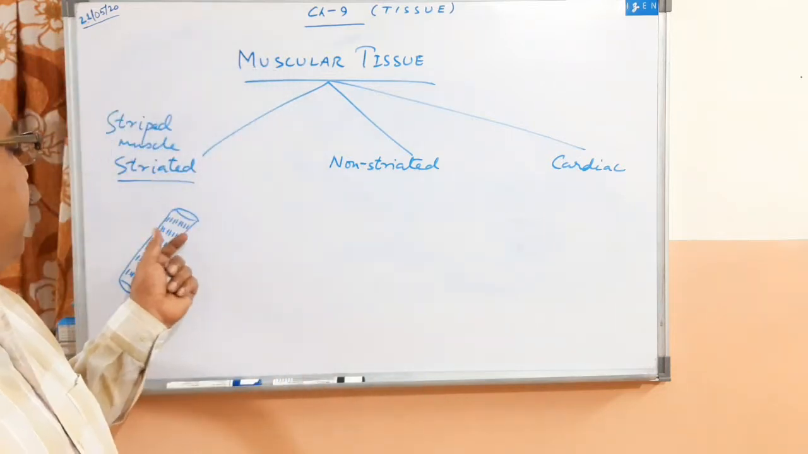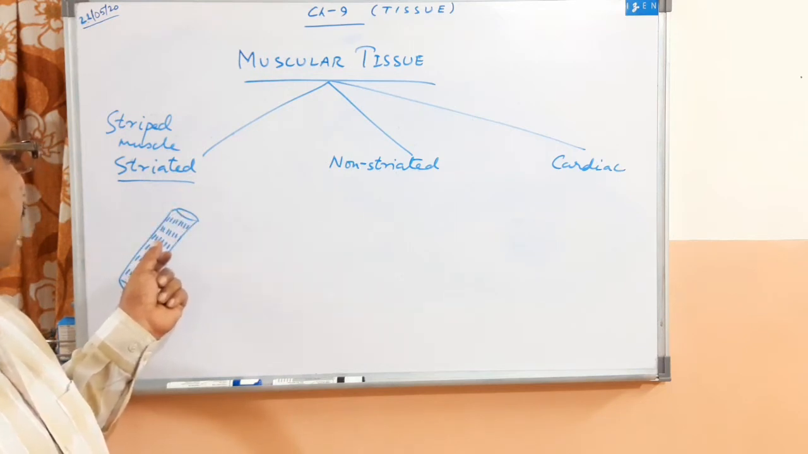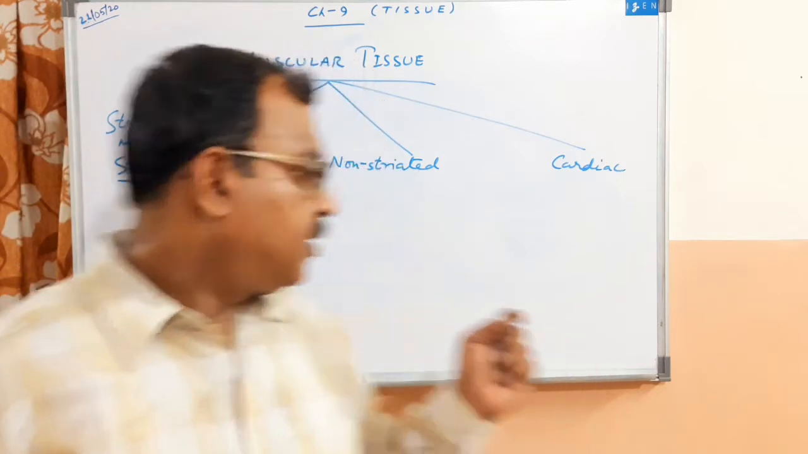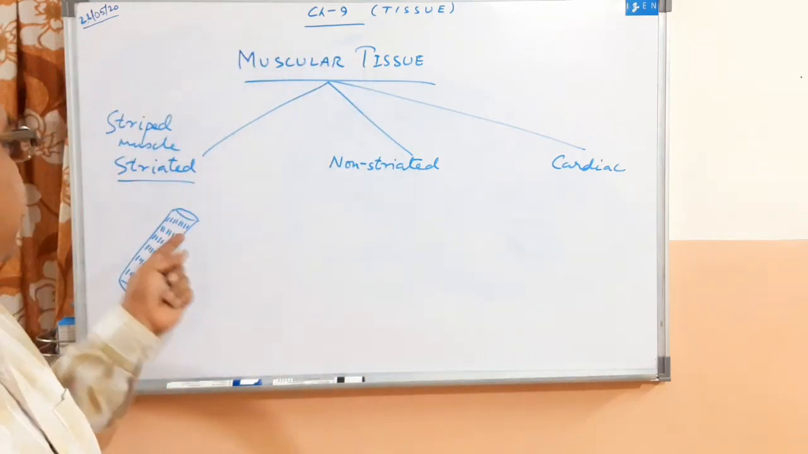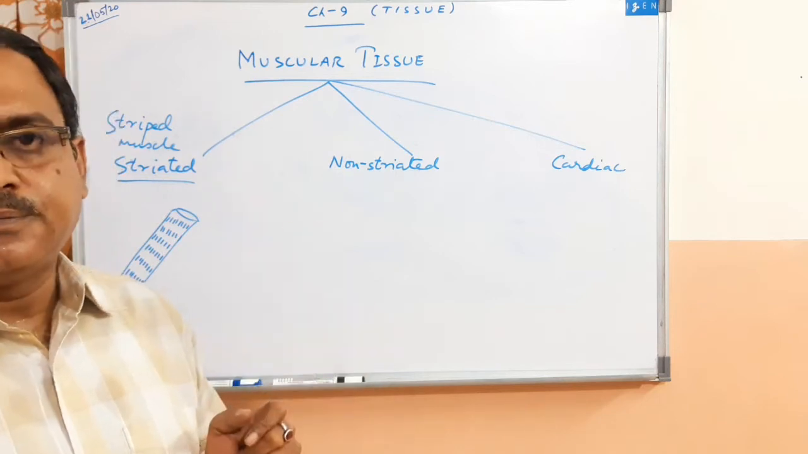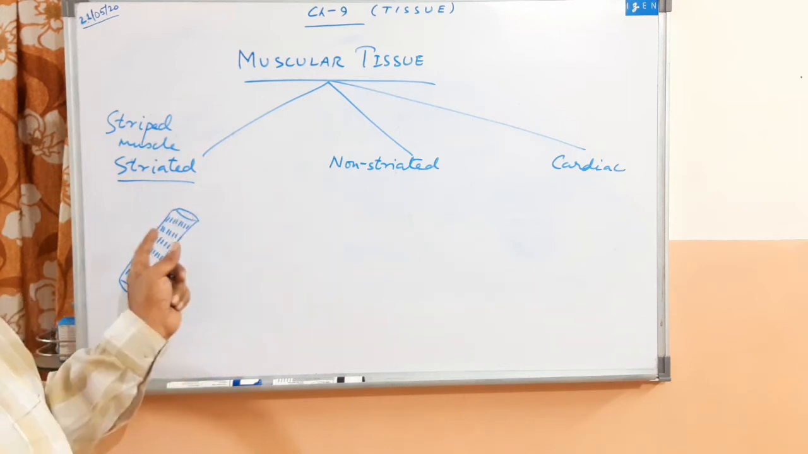Now, they are nucleated with such type of bands, and hence the name striped muscle or striated muscle. They are cylindrical in shape.